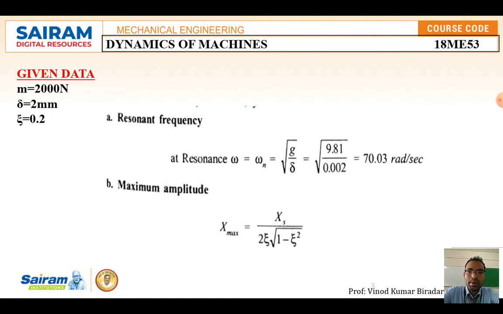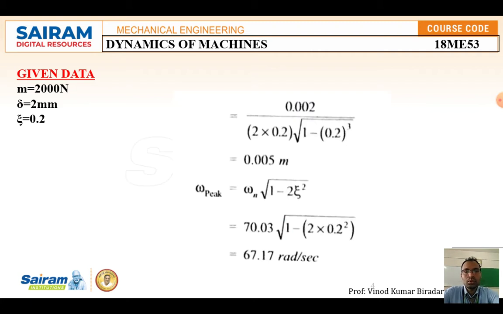The second one is the maximum amplitude. The maximum amplitude x maximum is equal to x0, the static deflection, divided by 2 zeta square root of 1 minus zeta square. Substitute all the values here: 0.002 divided by 2 into 0.2 square root of 1 minus 0.2 squared. If you substitute, you are going to get 0.05 meter. Then the angular frequency of the peak, omega peak, is equal to omega n into square root of 1 minus 2 zeta square. We have the omega n value and the zeta value. Substitute, and you get omega peak equal to 67.17 radian per second.